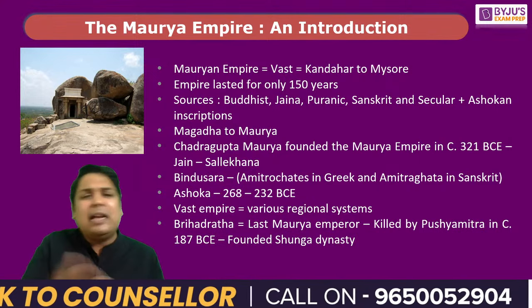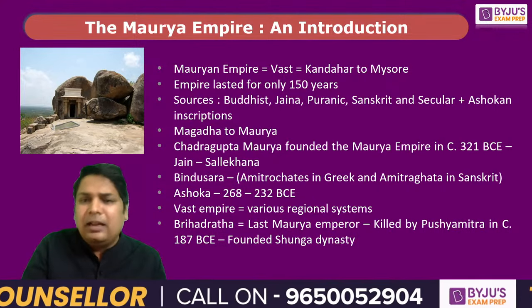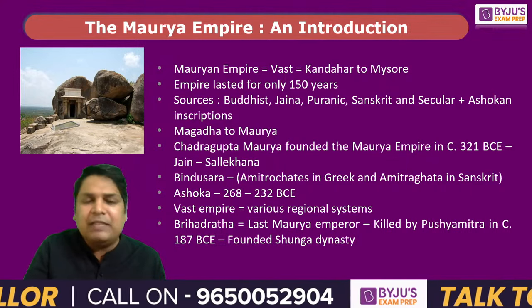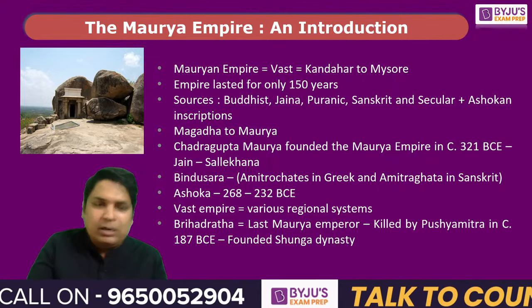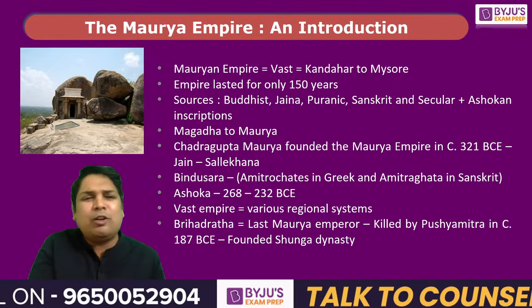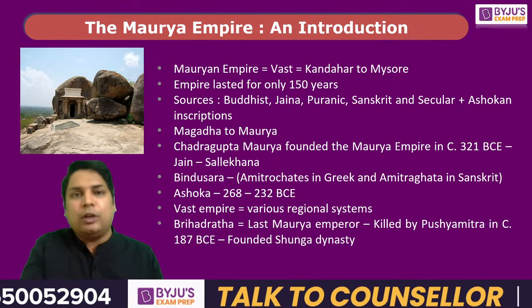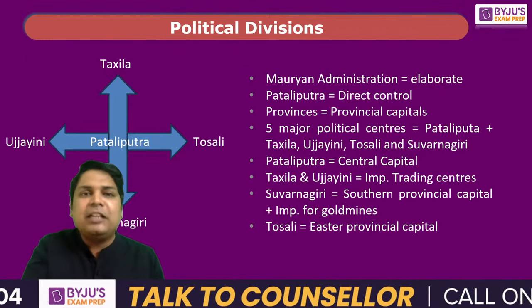Okay, the last king of the Mauryan dynasty was Brihadratha, and he was killed by Pushyamitra in circa 187 BC. Pushyamitra later on goes ahead and founds the Shunga dynasty. Okay, so we will not be talking about the Shunga dynasty over here, but I needed to give you a closure on the political history of the Mauryans, right? So that's why this particular point has been included.